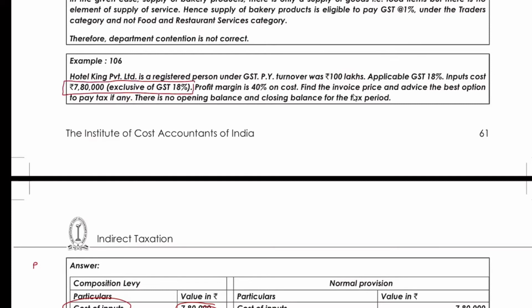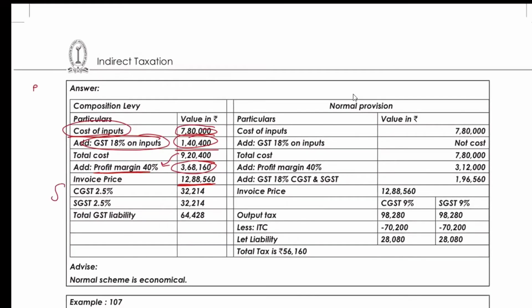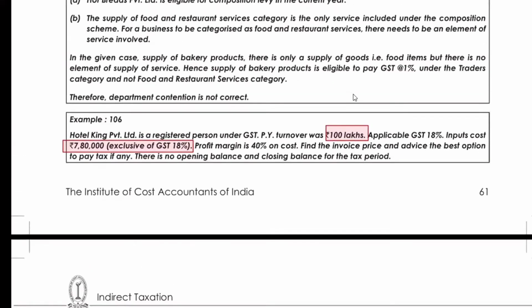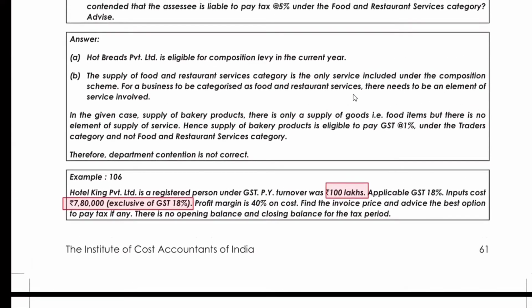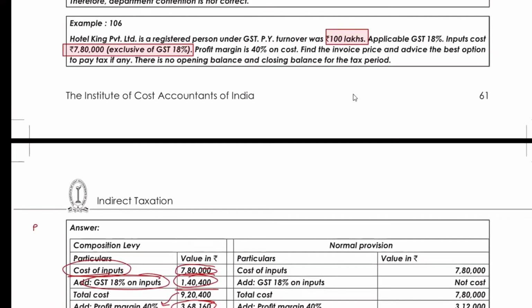And if we are reading composition scheme, why is this 100 lakh turnover given? Just to determine whether the composition scheme is available. Correct. So see what they have done. They have indirectly taken CGST 2.5, SGST 2.5, which means 5%. And we know 5% tax is on services, and especially on restaurant, services is 18%, right? That is the normal scheme. We are talking about the composition scheme. Okay, composition scheme. In the normal scheme, it is 18%.